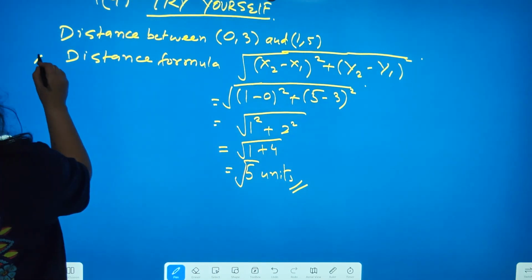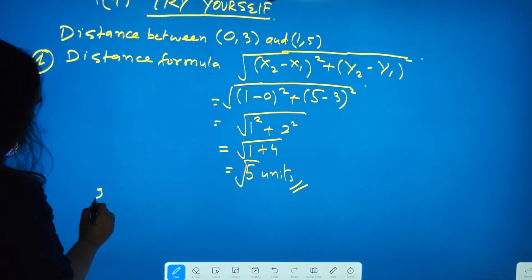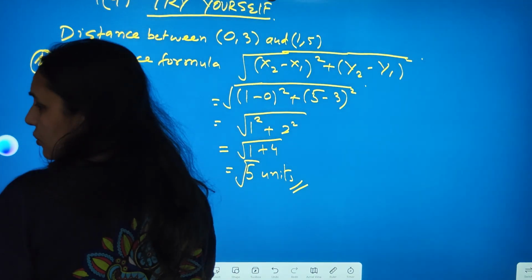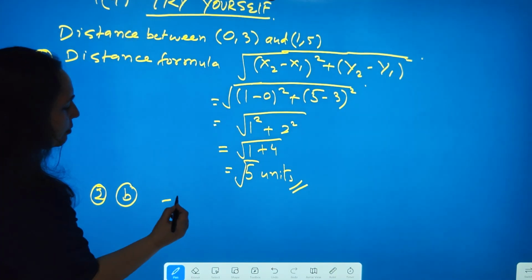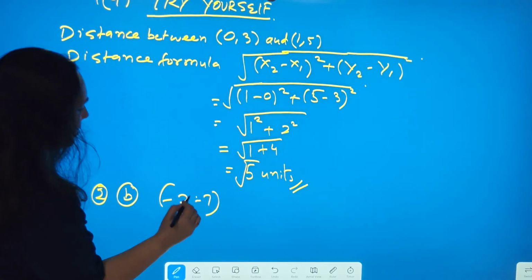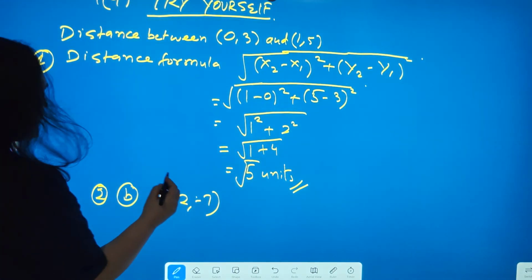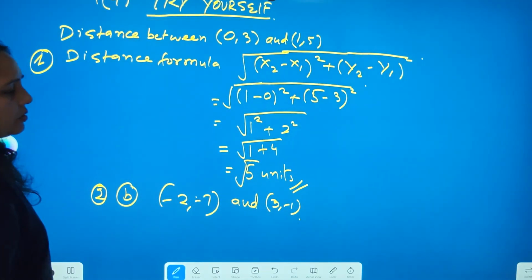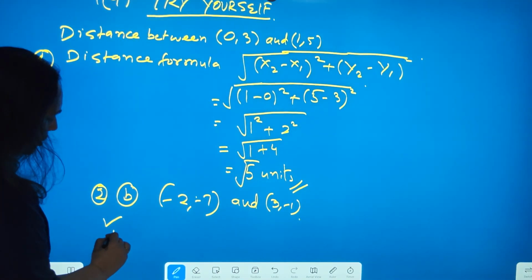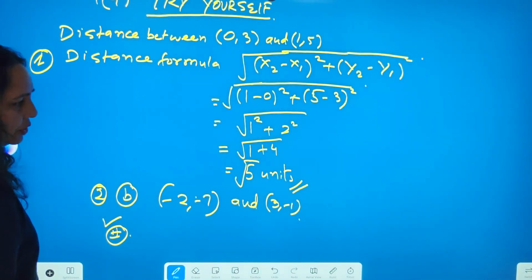Now one question you need to do yourself, that is question number 2, part B. You need to find the distance between -2 and -7, and the second point is 3 and -1. Got it? So this question you need to do yourself. Now try this question.